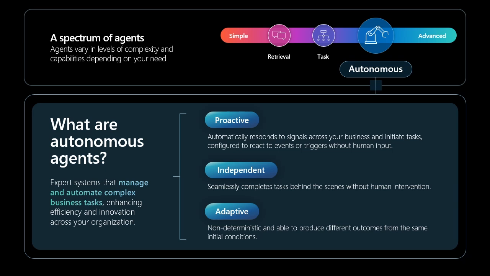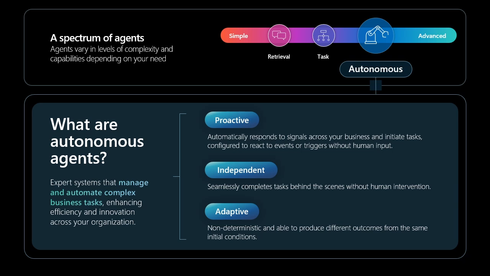So what are autonomous agents really? At their core, they're like your smartest, most proactive team member, minus the coffee. These agents don't sit around waiting for instructions. They pick up on signals across your business and start taking action automatically. They're independent. They work quietly in the background, getting things done while you focus on higher priorities. And they're adaptive too, meaning the same input doesn't always get the same cookie cutter output. They can lift and shift and change, all based on what context you provided them.